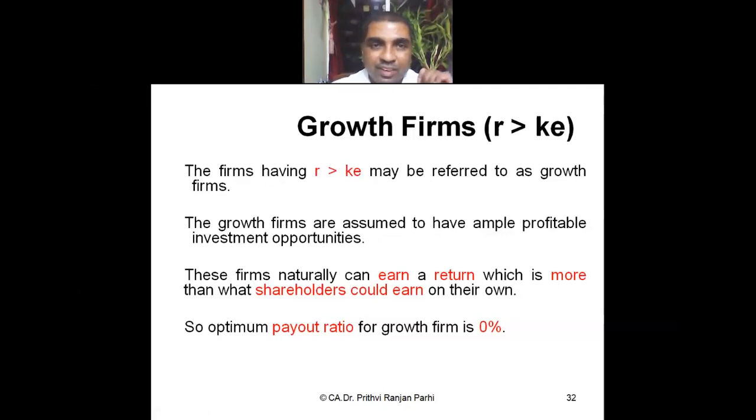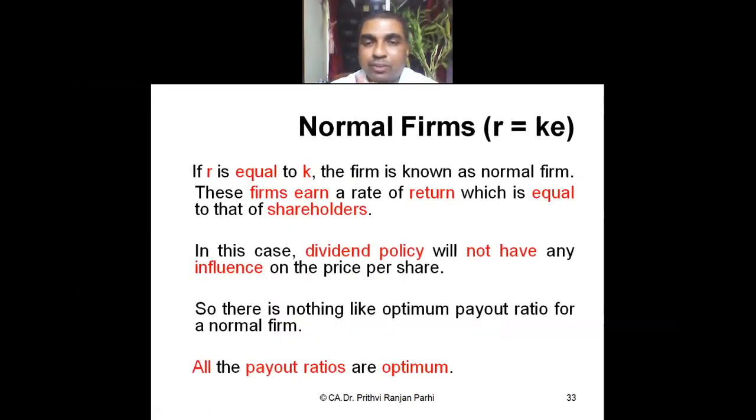Understood? If R is more than K, then the payout ratio should be 0. Then we are talking about the normal firm. Normal firm means R is equal to K. That means the cost of equity and the return on the investment are the same. If that is so, we call it the normal firm. In that case, any kind of payout ratio is optimum. That is the best ratio. Whether you pay 10%, 20%, 30% out of your profit, whatever you want to distribute, whatever you want to retain.